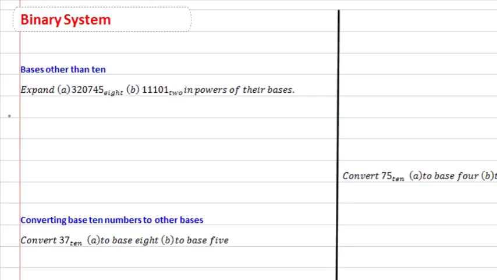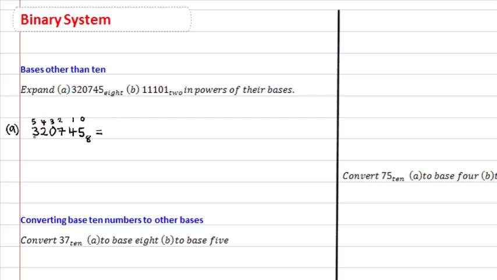So let's take the first one. For the A part, we have 320745 base 8. The approach we are going to take is to start counting from the first digit in the left-hand side direction. We'll start from 0, so write 0 at the head: 0, 1, 2, 3, 4, and 5.